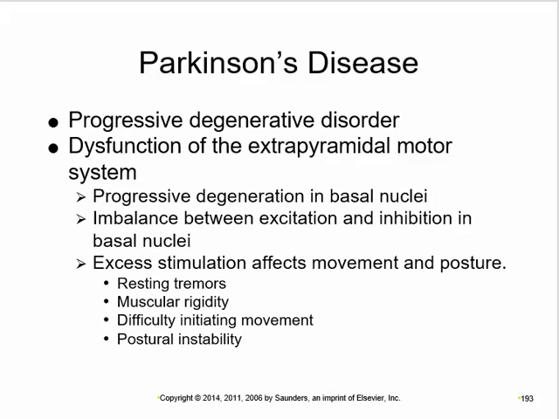Okay, Parkinson's disease, way more common than you think. It's a progressive degenerative disorder, and it's a problem of the motor system. It happens in the basal nuclei, and the problem is an imbalance between the neurotransmitters that excite the basal nuclei and the ones that inhibit the basal nuclei. So we have too much excitation and not enough inhibition.